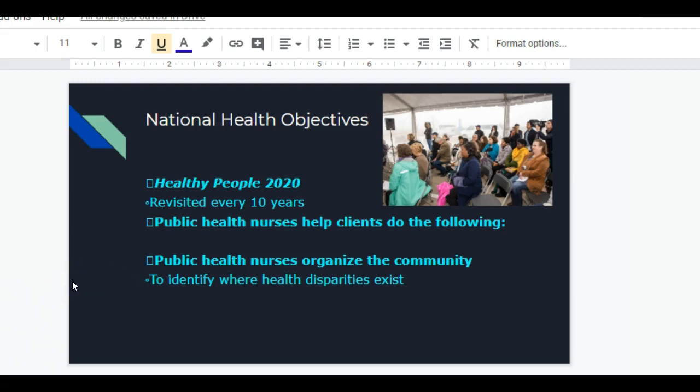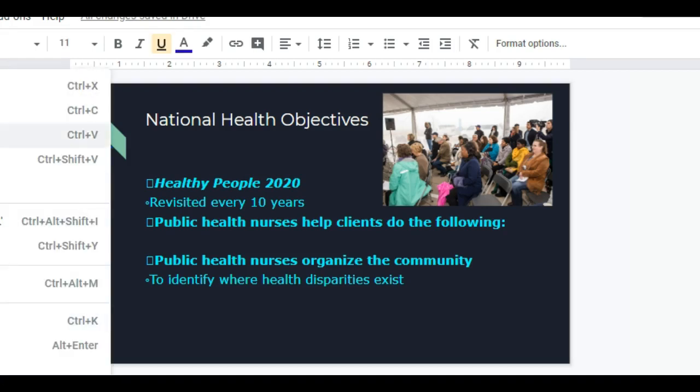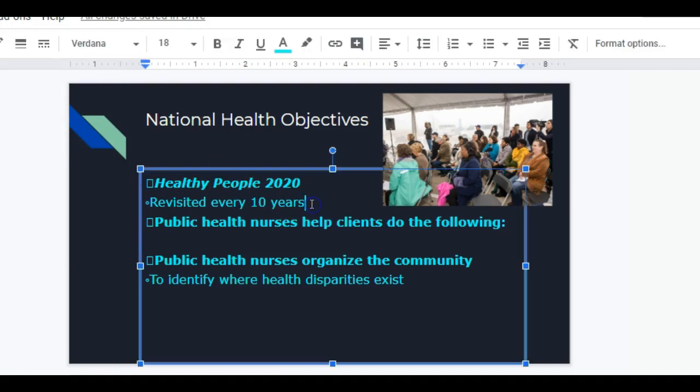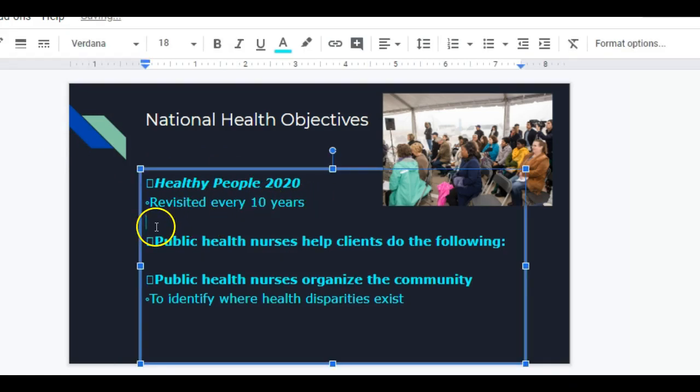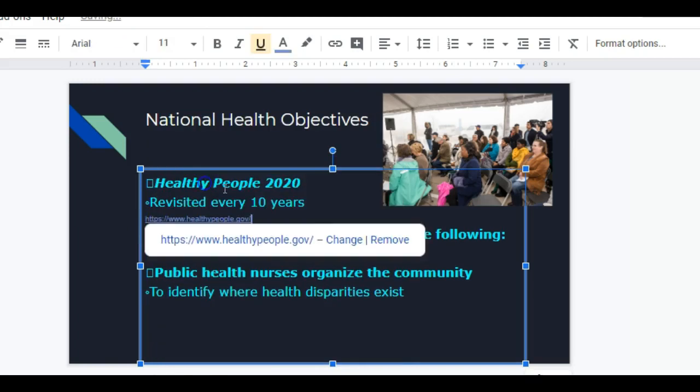So let's look at some of our national health objectives in the United States. First of all, if we were going to look at national health objectives, the place to start would be Healthy People 2020. This is a platform for the United States for health objectives that is revisited every 10 years. And since 2020 is around the corner, we'll be revisiting that soon. I'm going to try to cut and paste a link into this slide right now because I meant to do that earlier, so that you can go ahead and try to visit Healthy People.